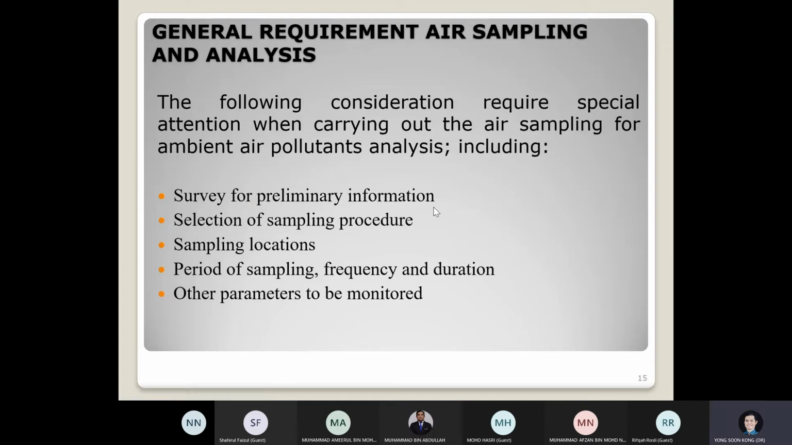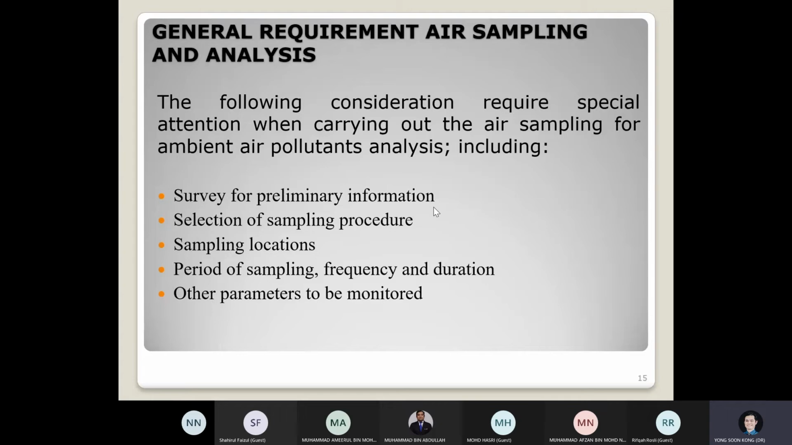Now why is that? Why do you need to know the preliminary information? Because it will give you a reason or a purpose for conducting air sampling. You don't do air sampling for no reason, right? Now perhaps you're going to ask me, then why the AQI, Air Quality Index, Air Pollution Index, API, in Malaysia, is conducted 24/7, 365 days a year? For one simple reason, because air is very important for human well-being and also for the environment.